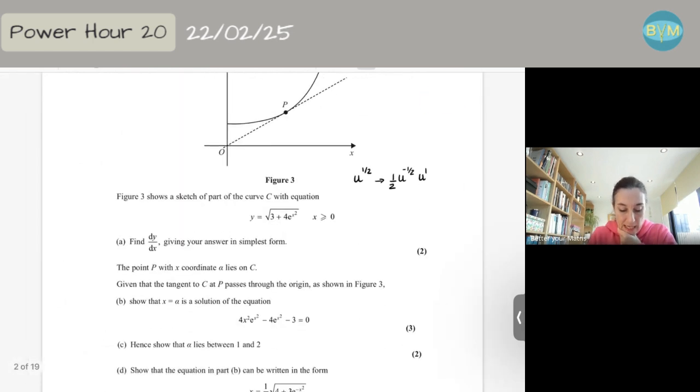Then it says the point P with coordinate alpha lies on C. So this point is alpha something. Given that the tangent to C at P passes through the origin, so this one passes the origin, so that x equals alpha is a solution of this equation.